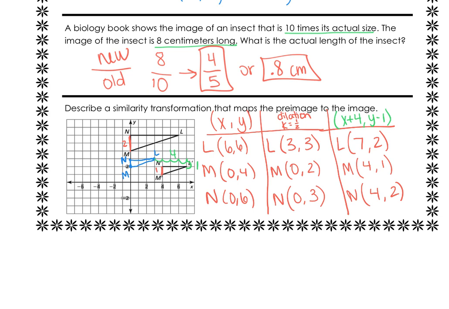So now we're going to go ahead and check this, see if it works out. L is at (7, 2). Here is (7, 2). M is at (4, 1), which is right here. And N is at (4, 2), which is here. So yes, it does finally check out. So our similarity transformation that's happening here is a dilation of 1/2 and then a translation of x plus 4, y minus 1.